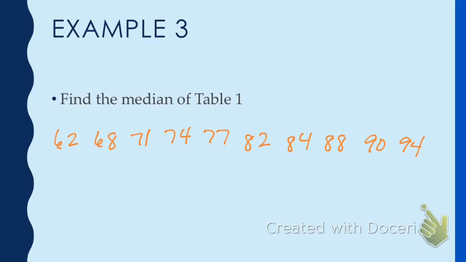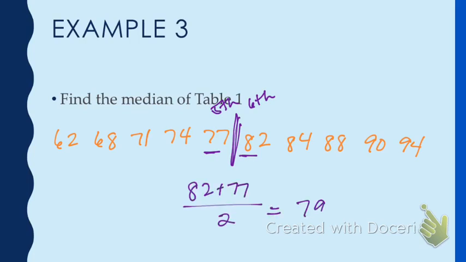10. So that would be an even. So which two ones will I take the average of? Between the 5th and the 6th one. So I need to find the average between those two, or the midpoint between those two, which is 79.5. So if it's an even number, you take the average of the middle two. Odd number is just the middle term.